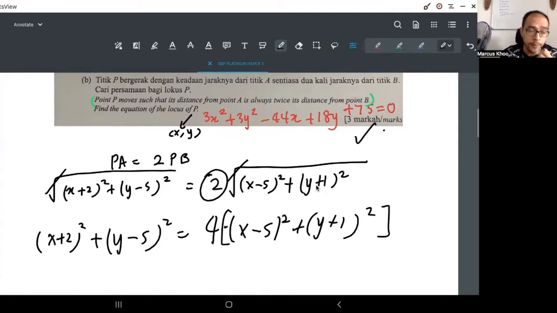Again, for a platinum paper, this seems to be quite straightforward lah. So far, the questions are more straightforward. The gold paper macam lebih susah daripada the platinum, which is interesting.